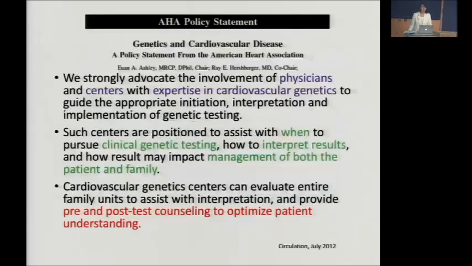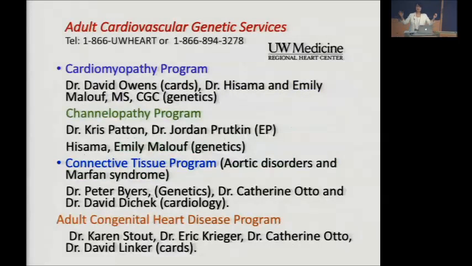And that is why the American Heart Association has made a formal recommendation that cardiovascular genetics is best done with the involvement of centers that have expertise in cardiovascular genetics, who actually understand when and how to order genetic testing, how to interpret the results, and incorporate them into the management of the patients. And that cardiovascular genetics centers are in the best position to do this and provide pre- and post-test counseling. So do we have that here? Yes, we do. I'm really glad to say.